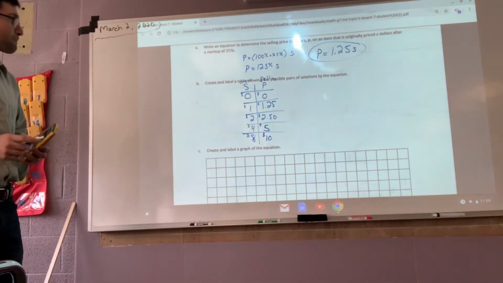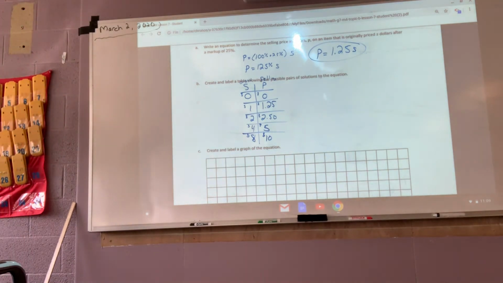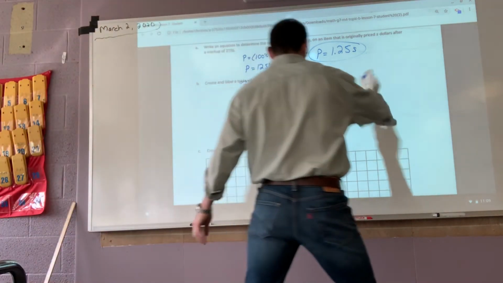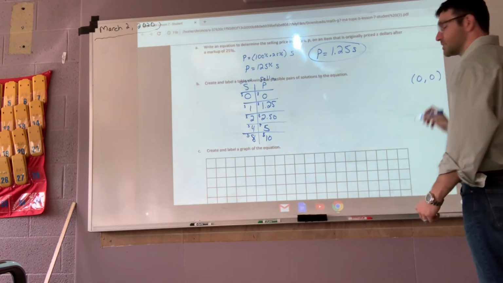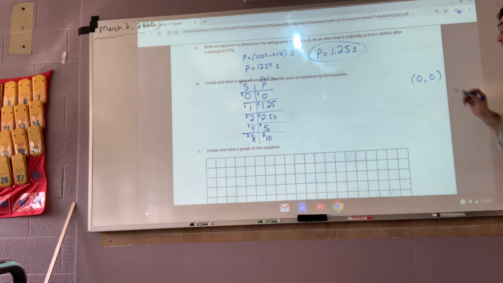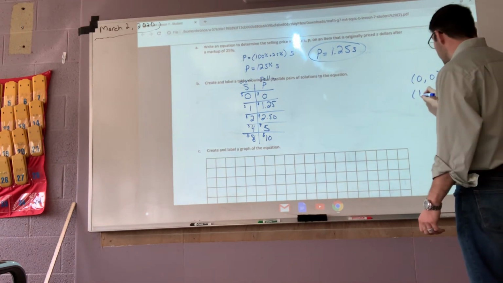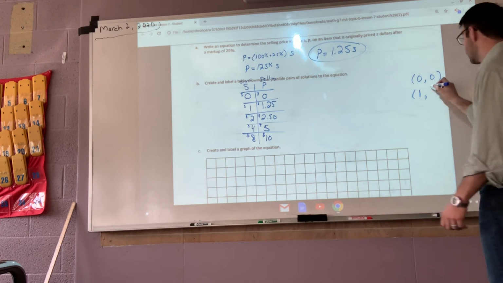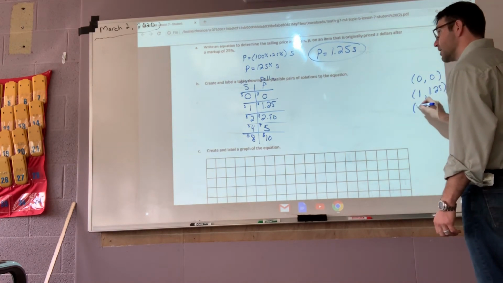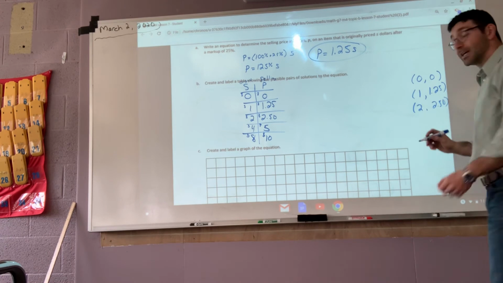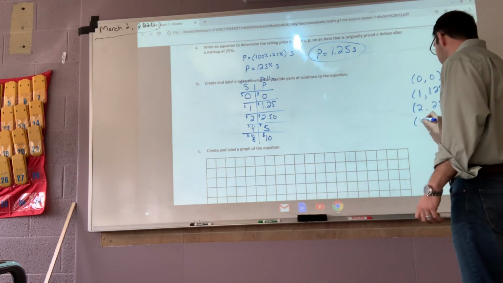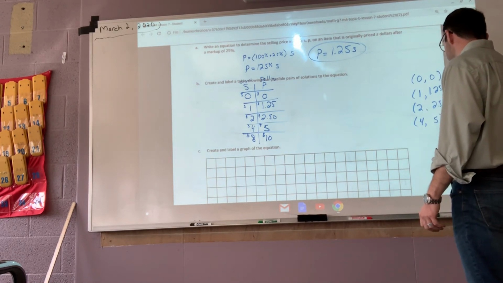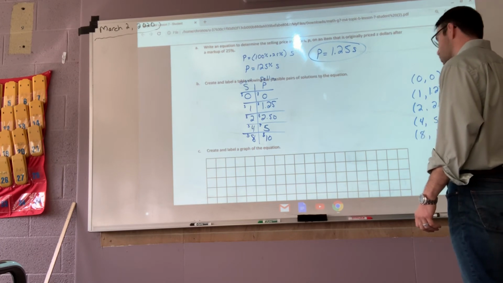Okay. I need that because what does this do for me? And I'm going to draw them way over here. These give me ordered pairs. That first ordered pair is 0, 0. That means if the original was $0, the price that we're paying is $0. If the original was $1, we're paying $1.25. If it was $2, we're paying $2.50. This is how you explain what it's saying, okay? And that's going to be a question on your test. If it paid originally $4, we pay $5. And if a store bought it for $8, we're paying $10.